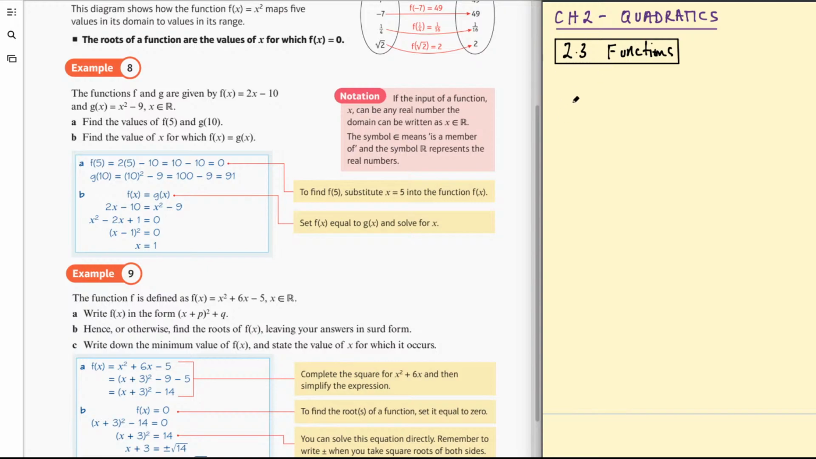Okay, so we know how to do this from GCSEs. We input 5 here. So 2 times 5 take 10, that's 10 take 10, that's 0. g of 10 is 10 squared take 9, so 100 take 9, which is 91. And there's a note here: if the input of a function x can be any real number, the domain can be written as x ∈ ℝ. Oh, so it tells you here what this means. x is a real number. This symbol means is a member of, and the symbol ℝ represents the real numbers.